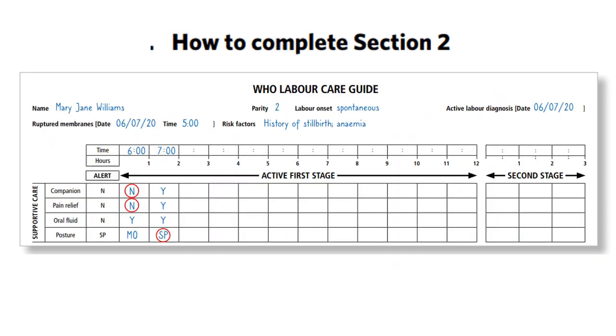Here we see a completed section 2. As you can see, alert abbreviations are encircled by a red pen. No companion, no pain relief. Oral fluids are being taken and the patient is mobile. In the second observation, which is done 1 hour later, we find that she now has a supportive companion. Pain relief is present. Oral fluids are being taken. But now the patient has assumed a supine position and should be encouraged to move.